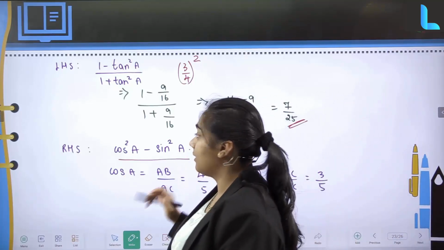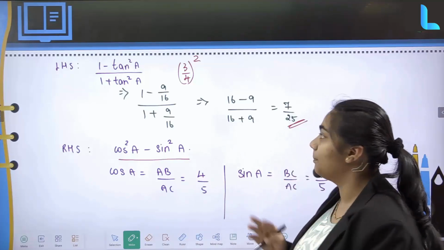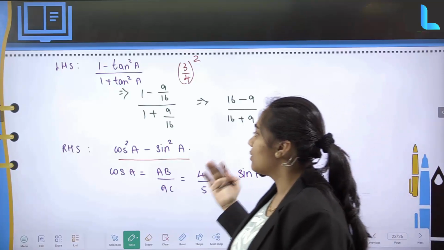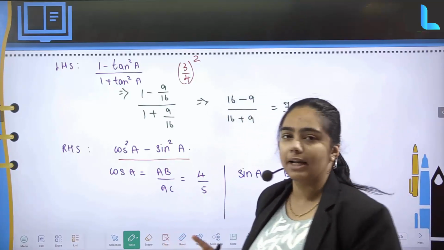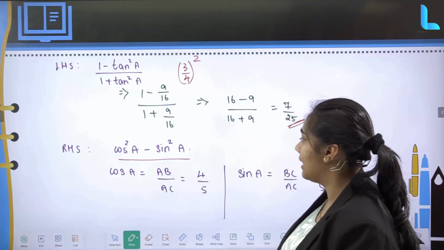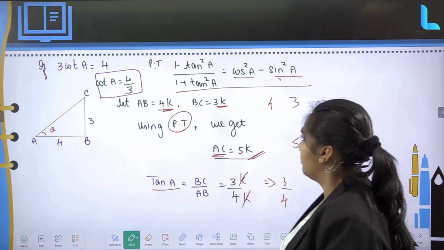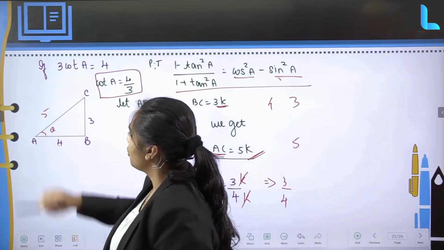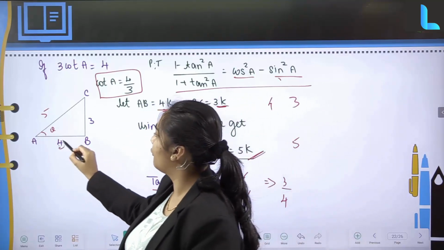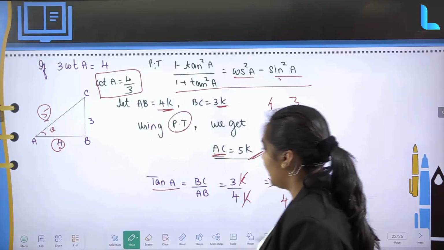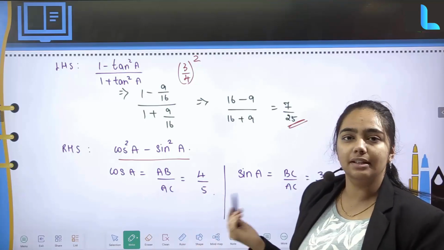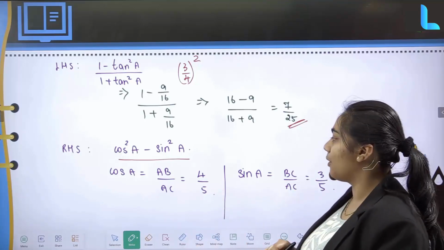So the next, right hand side. This question is something, prove that, right? So left hand side, we have got 7 upon 25. So right hand side, I have this cos square A minus sine square A. But I don't know the value of cos A as well as sin A. So cos A, if you can observe, cos A is nothing but adjacent divided by hypotenuse. It is nothing but 4 upon 5. Similarly, opposite divided by hypotenuse is going to be 3 upon 5.